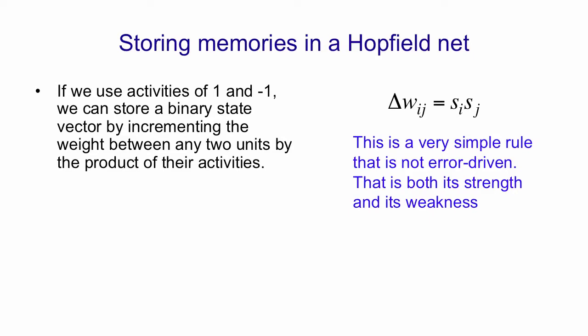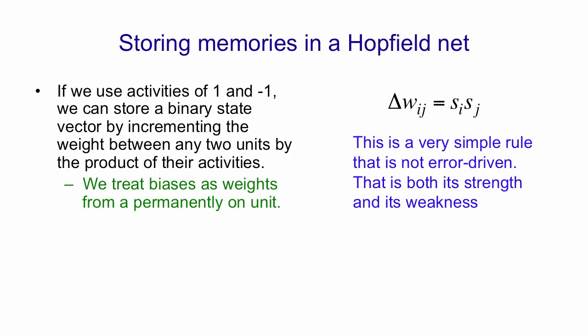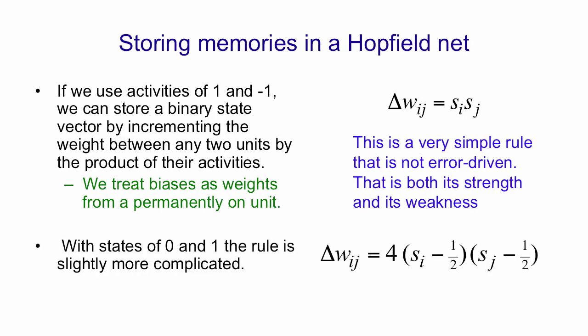That's because it's not error-driven. You're not comparing what you would have predicted with what the right answer is, and then making small adjustments. The fact that it's not an error correction rule is both its strength and its weakness. It means it can be online, but as we'll see later, it also means it's not a very efficient way to store things. We can also have biases, and as usual, we treat the biases as weights from a permanently on unit. If you want to use states of 0 and 1 for units, which is what we'll use later, the update rule is only slightly more complicated.